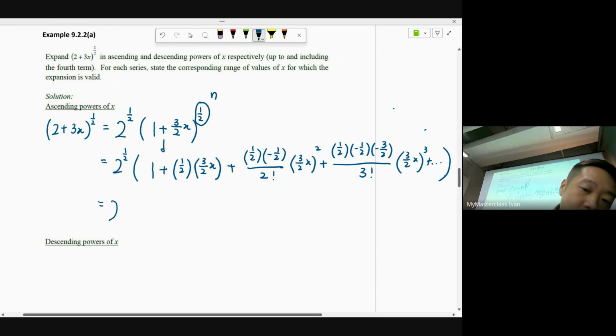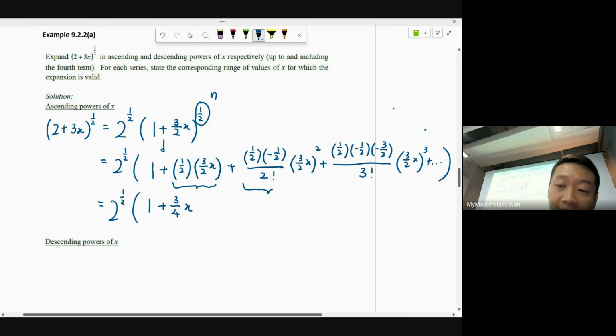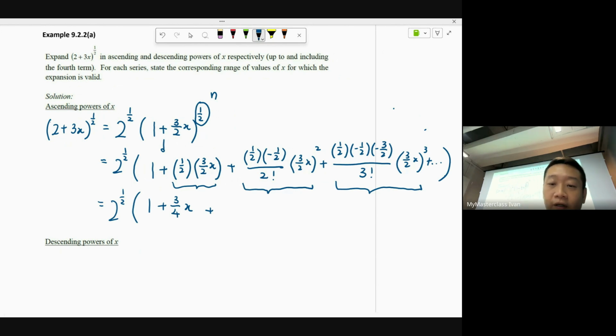Equal 2 power half, 1. Use calculator for this, plus 3 over 4x. Plus, Wesley, do the calculator for me for this. Jonathan, do the calculator for me for this x square one. So on your calculator, half times negative half divided by 2 factorial. Factorial is the x exclamation here. Then bracket 3 over 2 close square. Jonathan, do for me the next one.